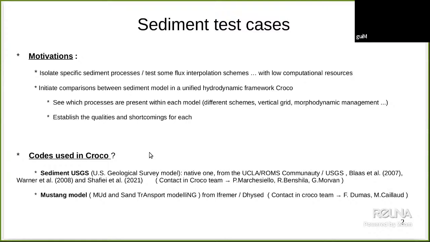Rashid already talked about CROCO and the code using CROCO. So rapidly, you have USGS, the native one, from the UCLA community, and the French model from the French institute Ifremer. So it's a mud and sand transport model. I also put the names of people if you have some questions.